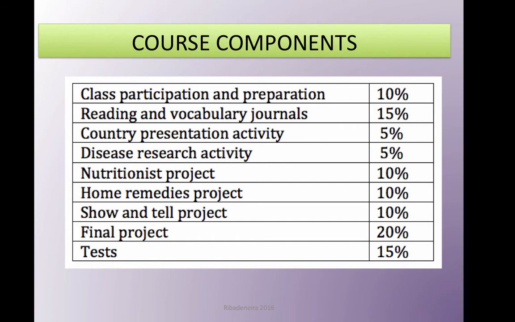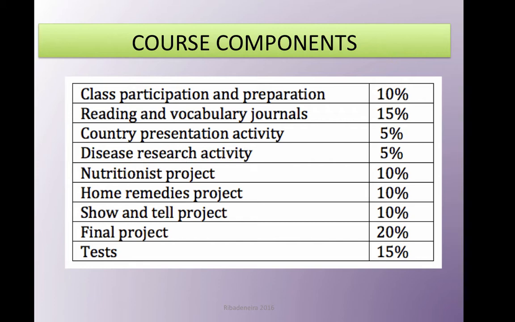So let's look at the course components. You can see how varied they are. I had talked on the previous video about the importance of a syllabus that has many, many items so students can excel in different ways. So we had class participation and preparation. They had reading and vocabulary journals. There were good scaffolding type activities that also helped them gain points by doing work and just completing it. So very low stakes type of assessment.